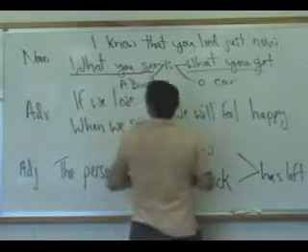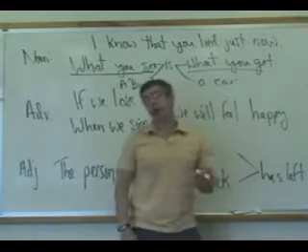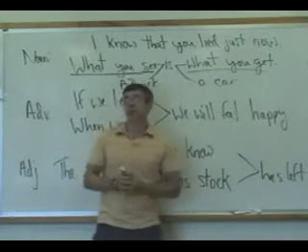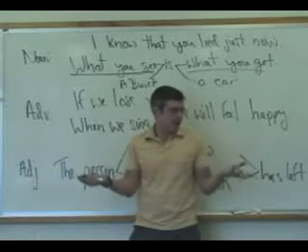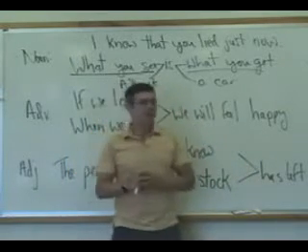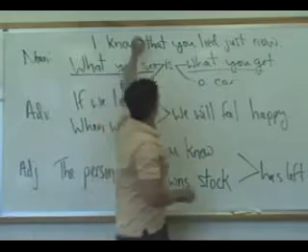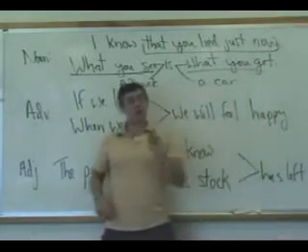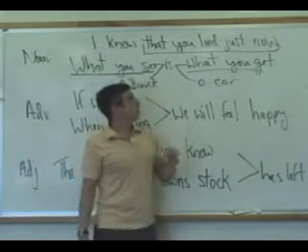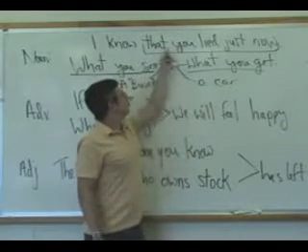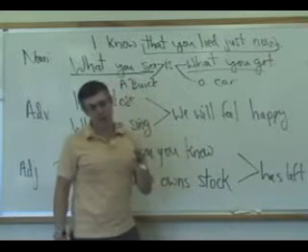Another example, I know that you lied just now. So consider a substitute sentence. I know a secret. A secret, that's a noun phrase. Secret is a noun. So here, I know a secret. Secret is the direct object of know. And here the direct object of know is that you lied just now. So this is likewise, just like secret, is functioning as a noun. It's a subordinate clause functioning as a noun.